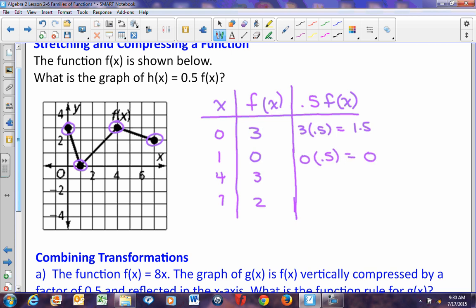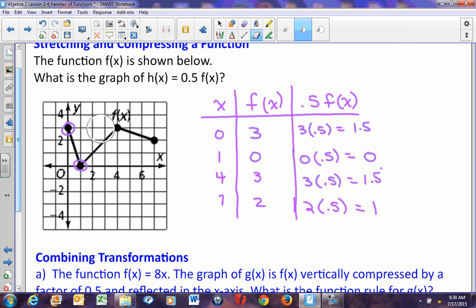I can do this a lot better without the table. This one's going to be 3 times 0.5, which is going to be 1.5. And this last one right here is going to be 2 times 0.5, so it's going to be 1. The easiest way for me to do these is not with a table, but to just look at the graph itself and say, okay, this is at 3, what's half of that? Well, that's 1.5. That would make that point here. Half of 0 is still 0. Half of 3 is 1.5 again. And half of 2 is 1.